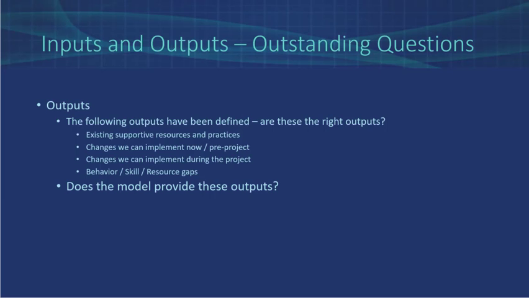For the outputs, we have defined the following candidates: existing supportive resources and practices, changes that we can implement now before the project starts, changes that we will need to implement as part of the project, and gaps in behavioral reinforcement, skills, and resources. We will need to see whether these are the right outputs and whether the model appropriately provides these outputs.